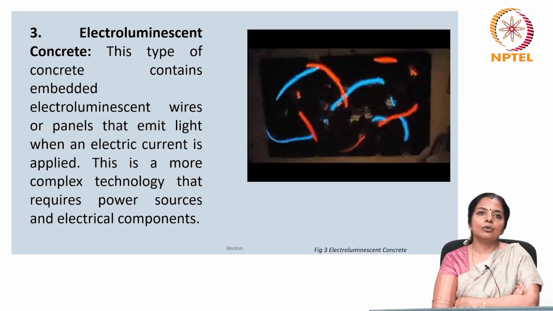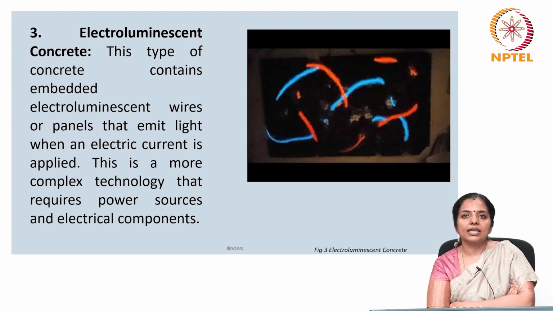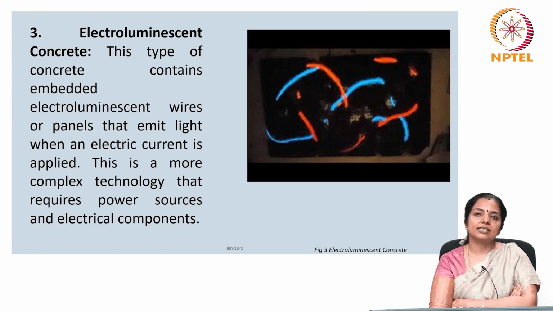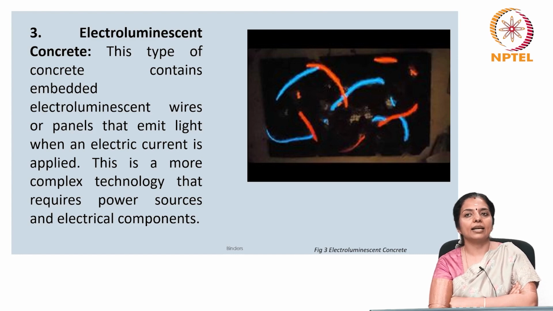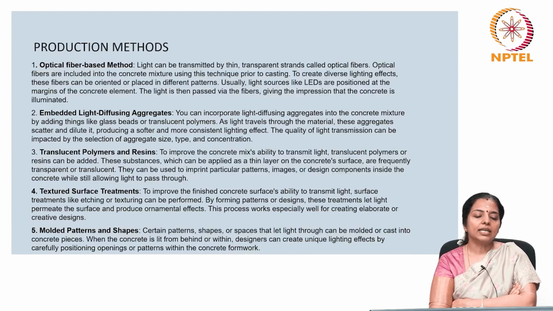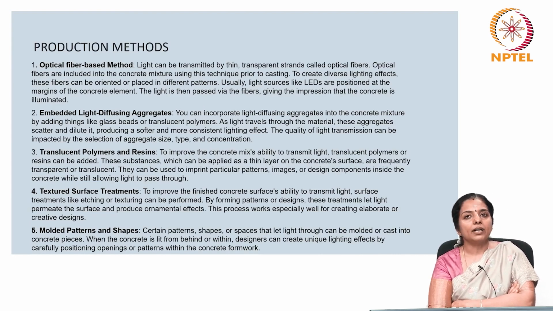Third is electroluminescent concrete. This type of concrete contains embedded electroluminescent wires or panels that emit light when an electric current is applied. This is a more complex technology that requires power source and electrical components. Let us look at some of the production methods. Now, optical fiber based method.